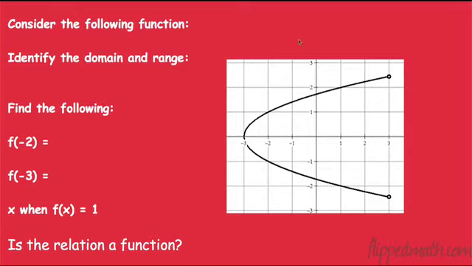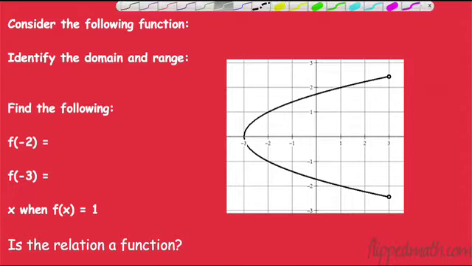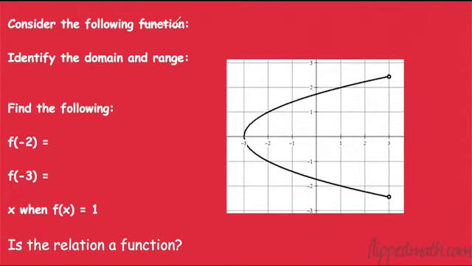Okay? So we have the following function. Well, actually, we should say we have the following relation, right? We don't know if it's a function. So this is a relation. Identify the domain and range. All right, so let's do our domain and our range.